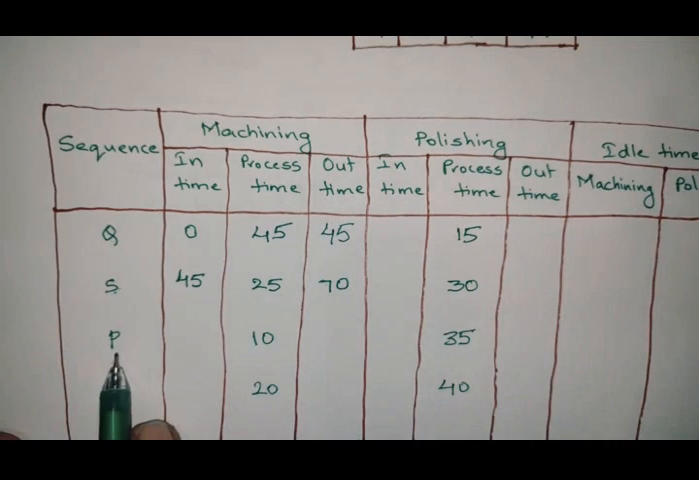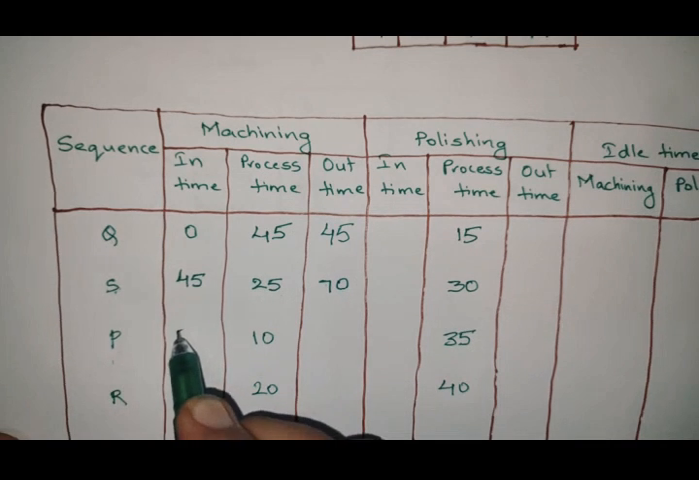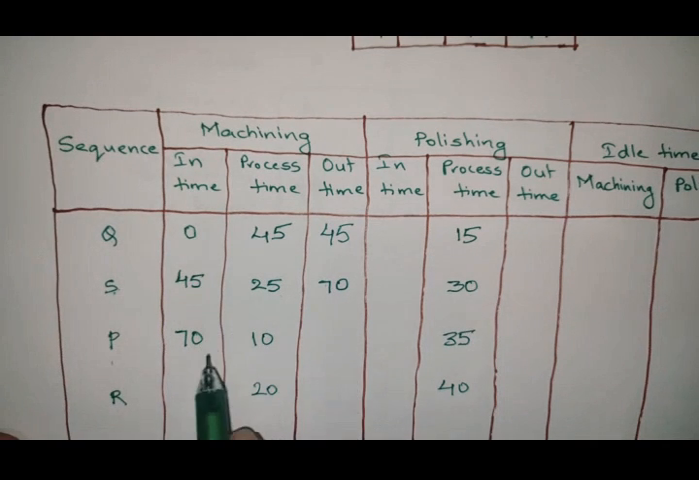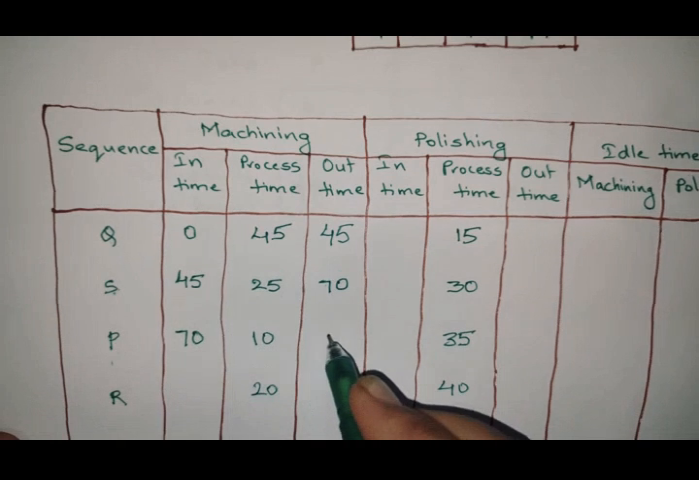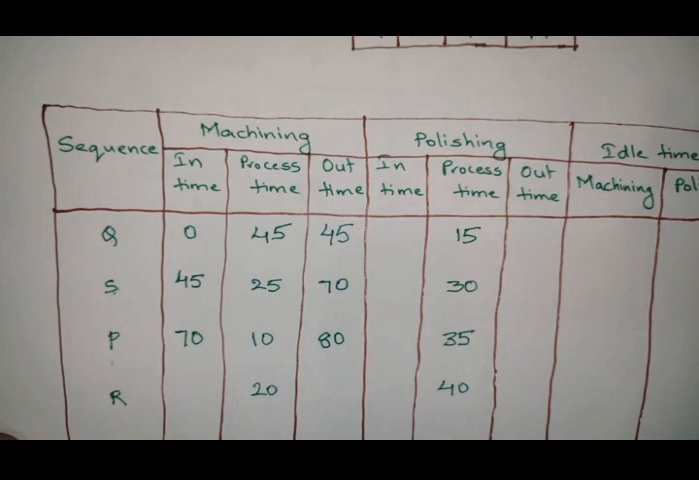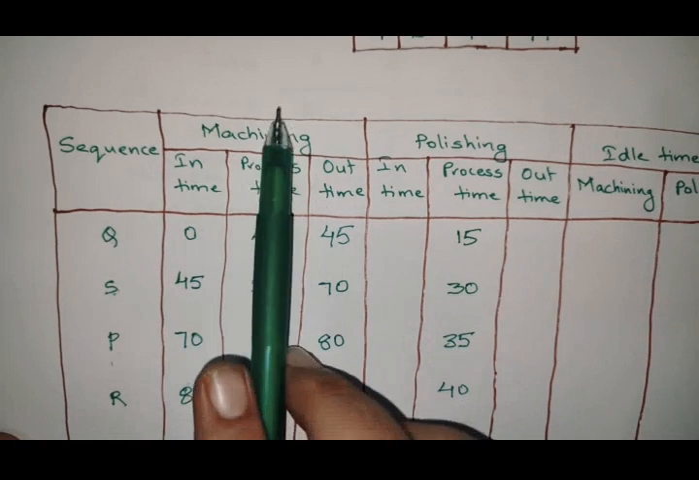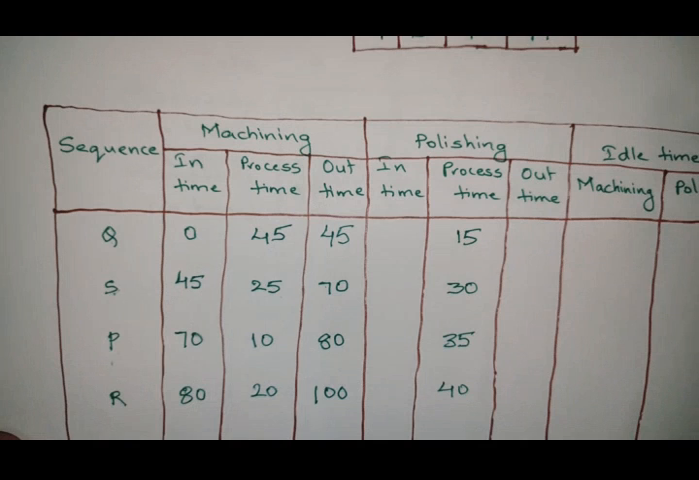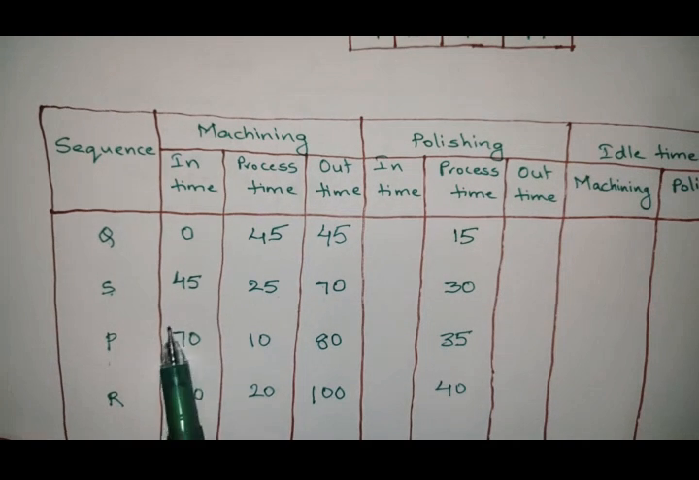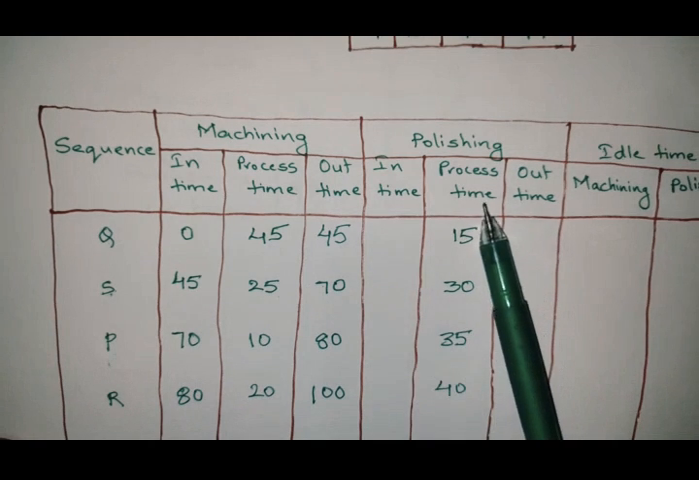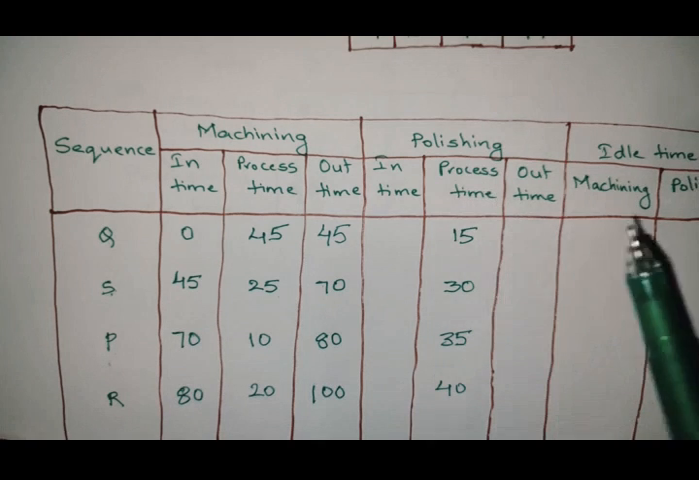In a similar way, for job P, in time will be 70 and the out time is 70 plus 10, 80. And then for job R, the in time will be 80 and the out time is 80 plus 20, 100. So now for the machining process, we have completed the in times and out times. So now let us find the in times and out times in the polishing process.